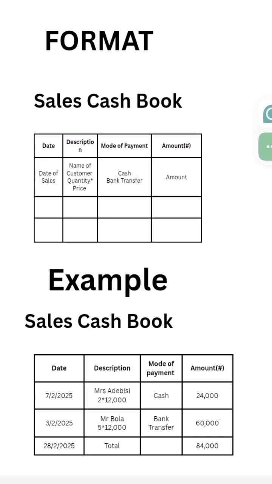If I multiply that together, that will give me how much? 24,000 naira. So I'll just write that under the description: 2 times 12,000 naira. Are we together? And then under amount, I'll write what? 24,000 naira. Now she paid me cash. She came to my shop with cash and she gave me a cash sum of 24,000 naira. So that's the time I'm going to record that transaction.